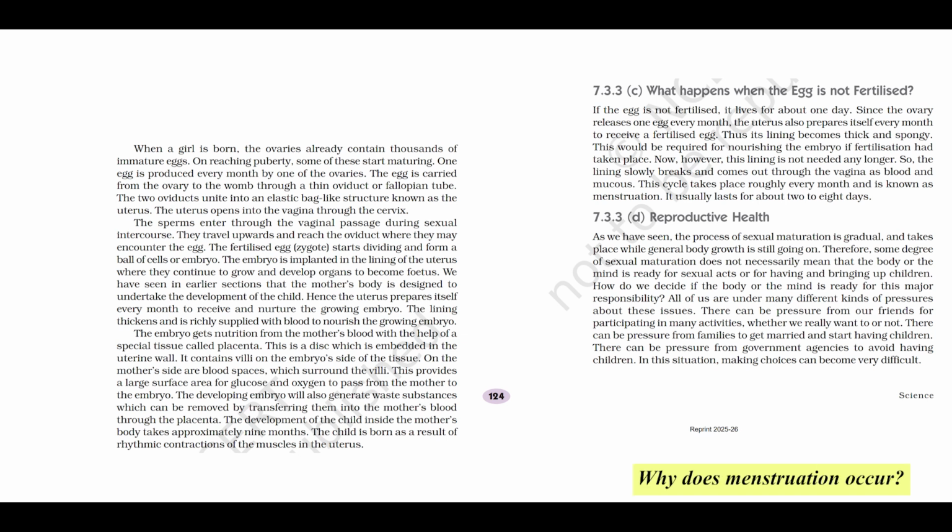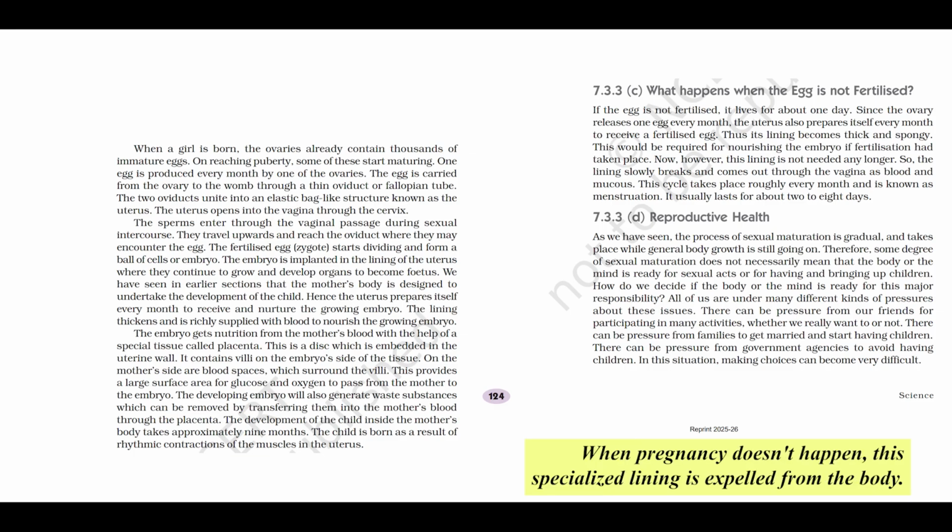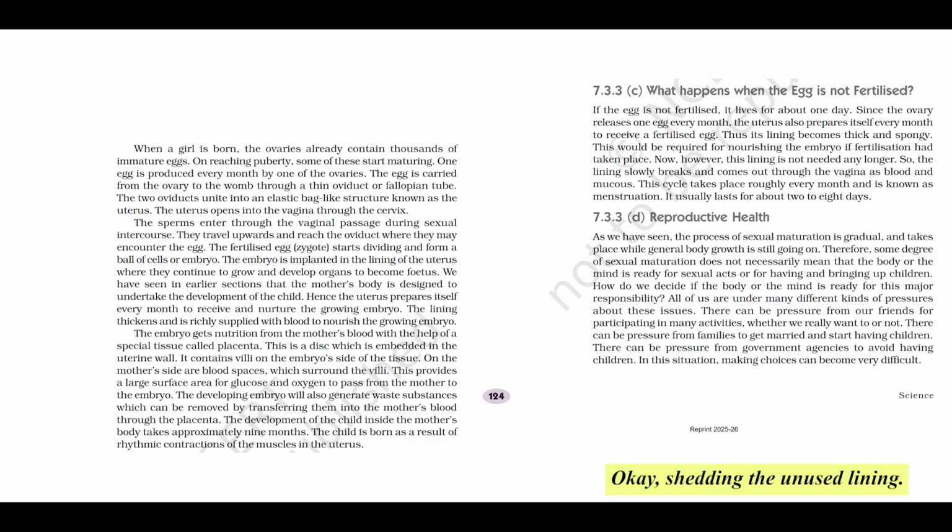Why does menstruation occur? What is its biological purpose? Re-emphasizing: menstruation is the shedding of the uterine lining that was prepared to nourish a potential embryo. When pregnancy doesn't happen, the specialized lining is expelled from the body. It's the body's monthly reset of the uterus, preparing for a new cycle. Okay, shedding the unused lining.